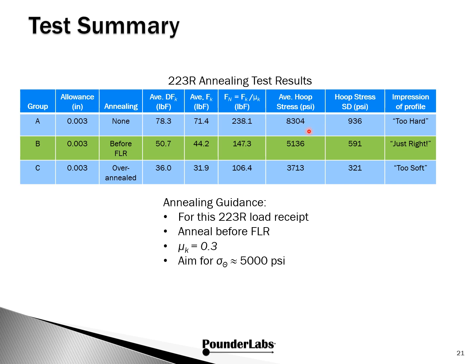So what we're saying is that when something isn't annealed, you're going to be up around 8,000 psi, properly annealed around 5,000 psi, and by the time you get down to 3,700 psi, you've probably over annealed. So for this recipe, for the 223 Remington, anneal before full length resizing, accepting the kinetic coefficient of friction of 0.3, we want to aim for a hoop stress of around 5,000 psi.